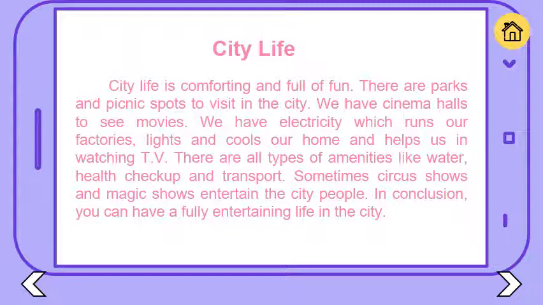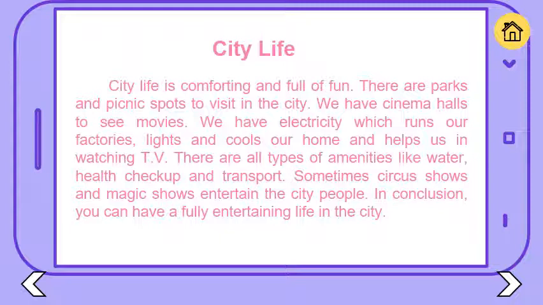There are parks and picnic spots to visit in the city. This is the first fact. We have cinema halls to see movies. We have electricity which runs our factories, lights, and cools our home and helps us in watching TV. So this is the third fact. There are all types of amenities like water, health checkup, and transport. This is the fourth fact.